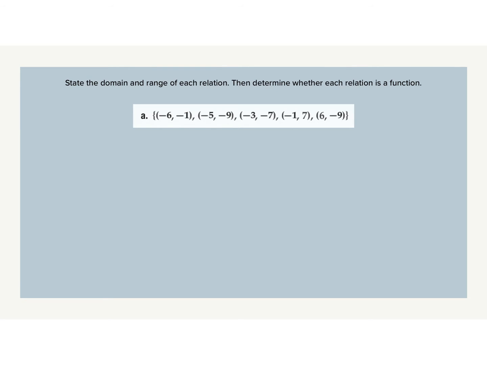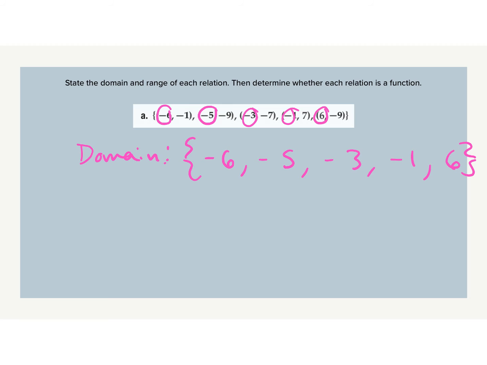So for A, state the domain and range of each relation, then determine whether each relation is a function. So let's start with our domain. Is domain our x values or y values? X values. So what are our x values here? Awesome. So it's all of our x values. We have -6, -5, -3, -1, and 6.